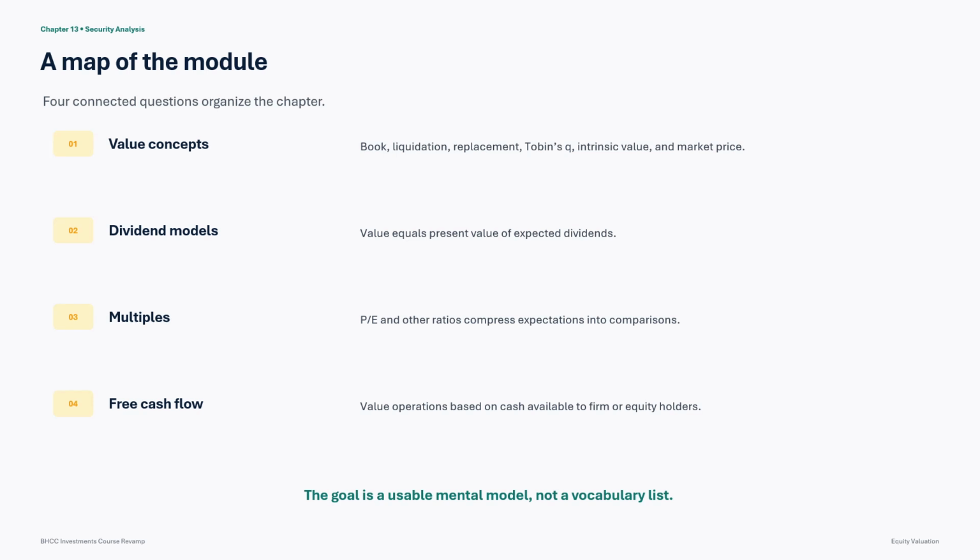These methods should not live in separate boxes. A good valuation uses them as cross-checks. A dividend model might suggest one range, a free cash flow model another, and peer multiples a third. The differences are useful because they reveal which assumptions are doing the work.